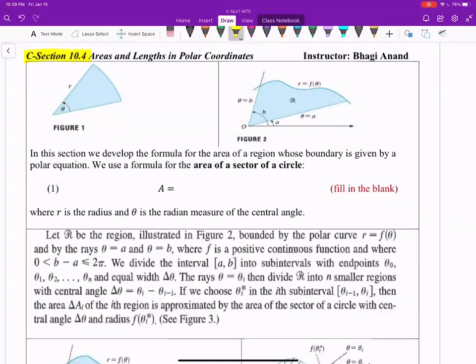This is the video for section 10.4, concept video, areas and lengths in polar coordinates. So we are first going to find out the area for a polar curve.